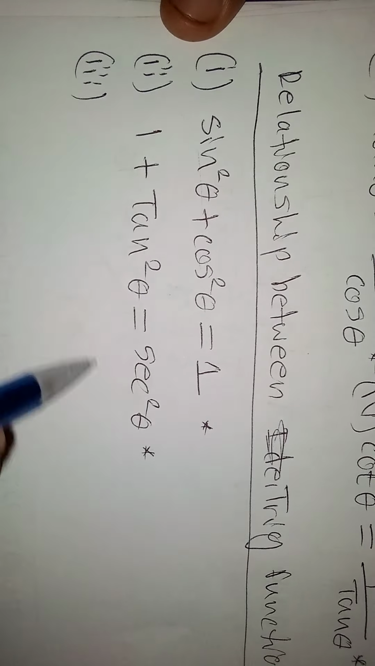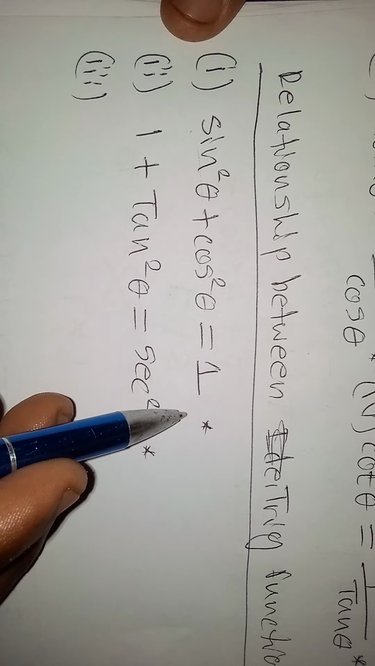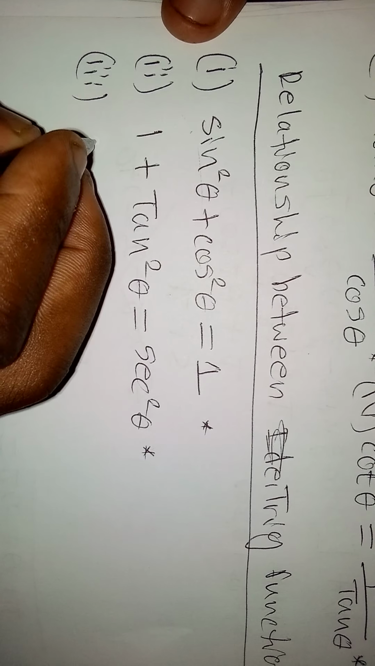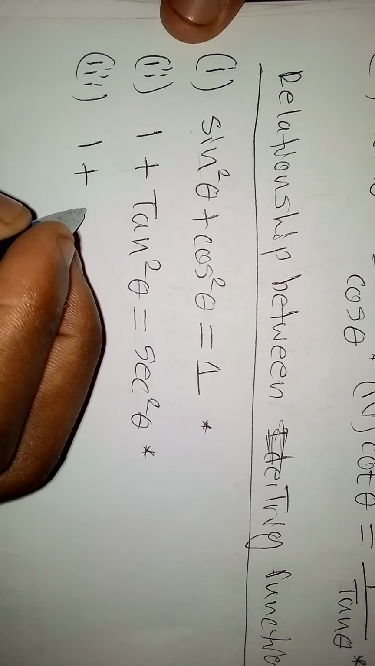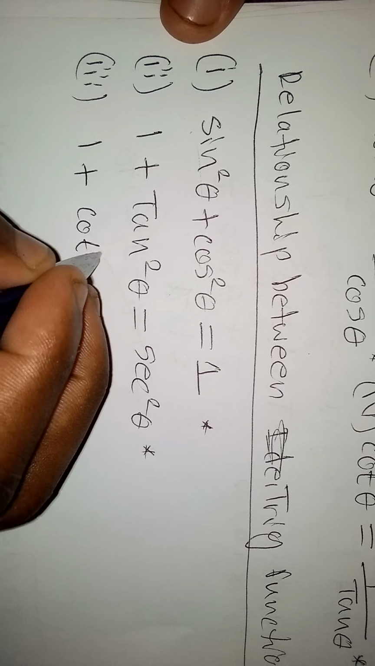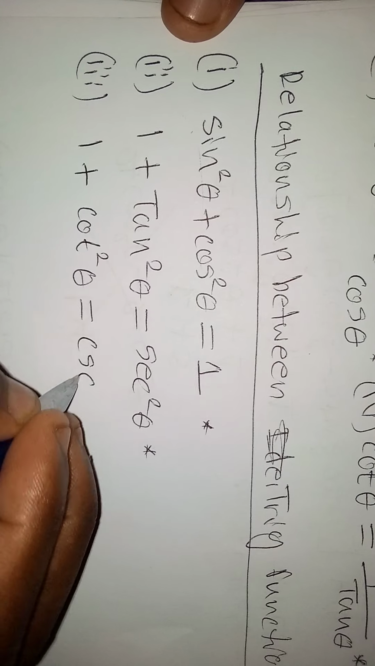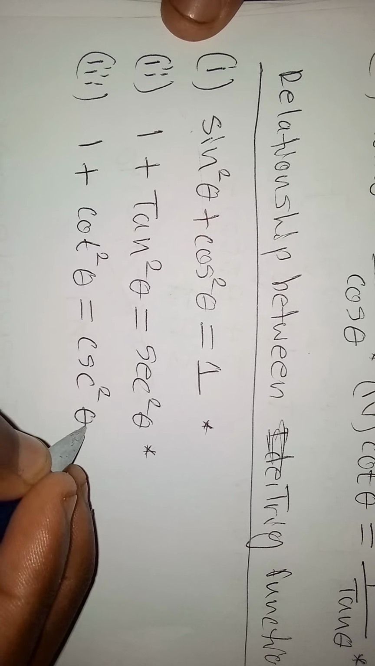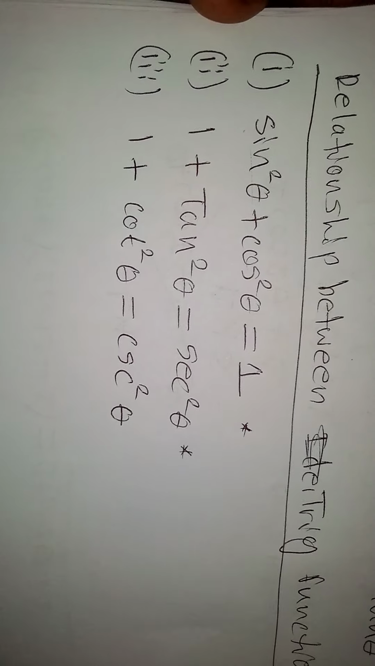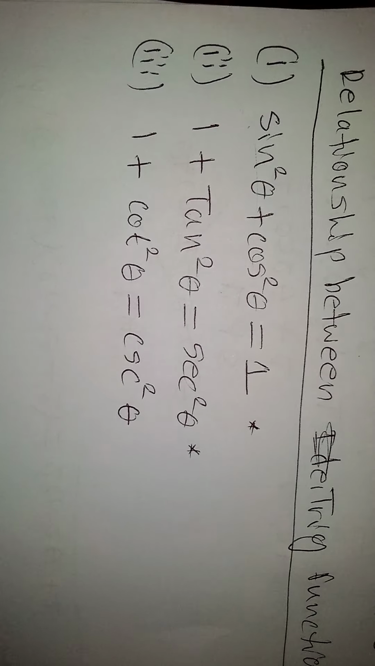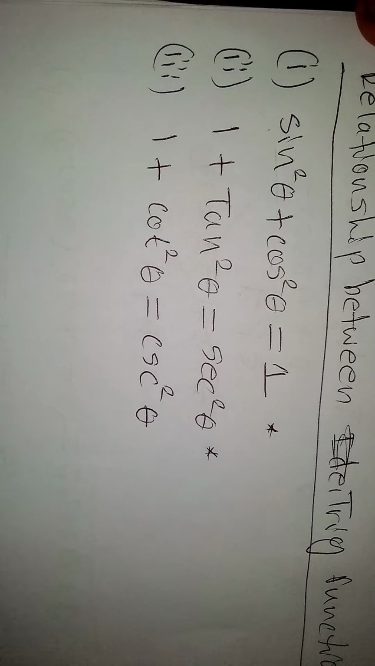Okay, then the third one we can get by dividing through by sine theta. If you divide through by sine theta, you are going to obtain the identity 1 plus cot squared theta equal to cosec squared theta. Okay, so these are the very important identities that you need to make sure you remember.